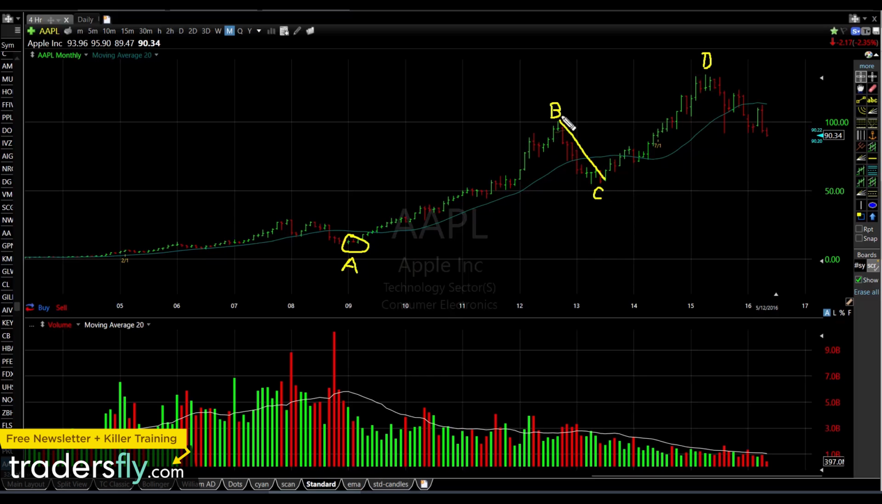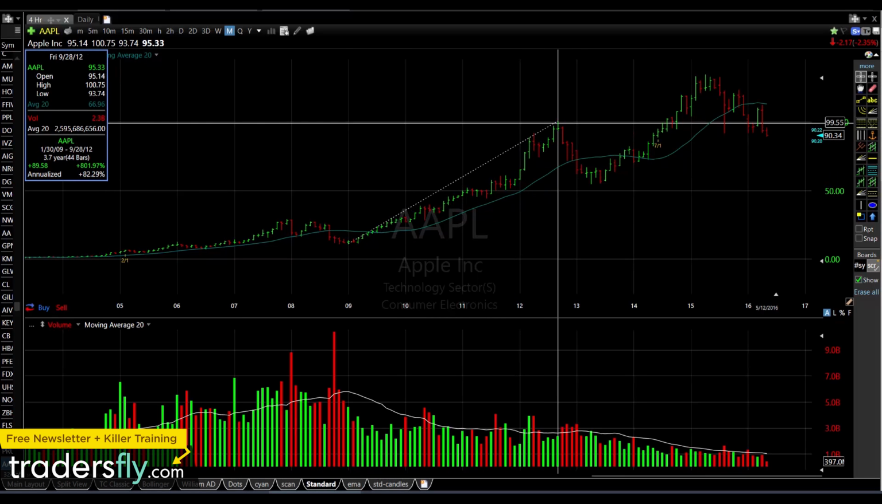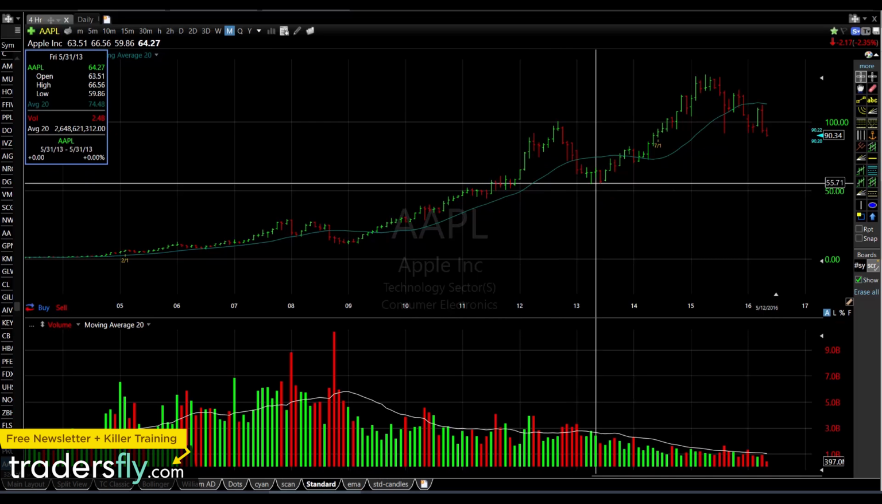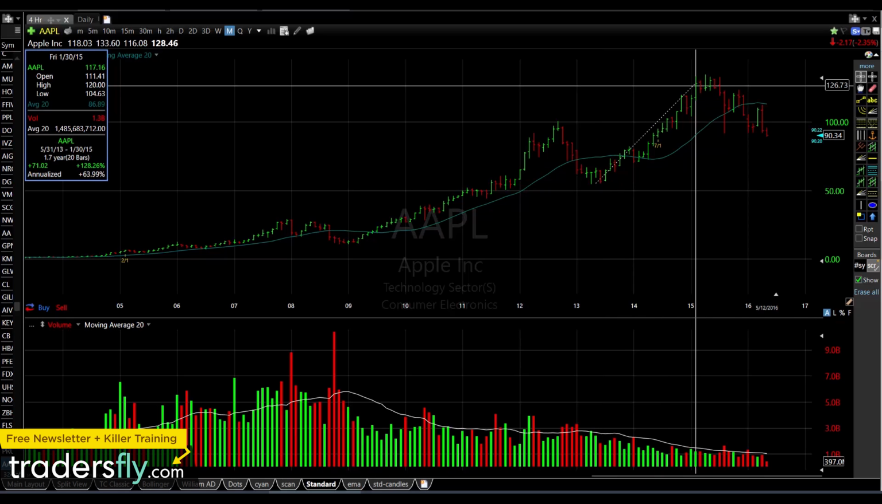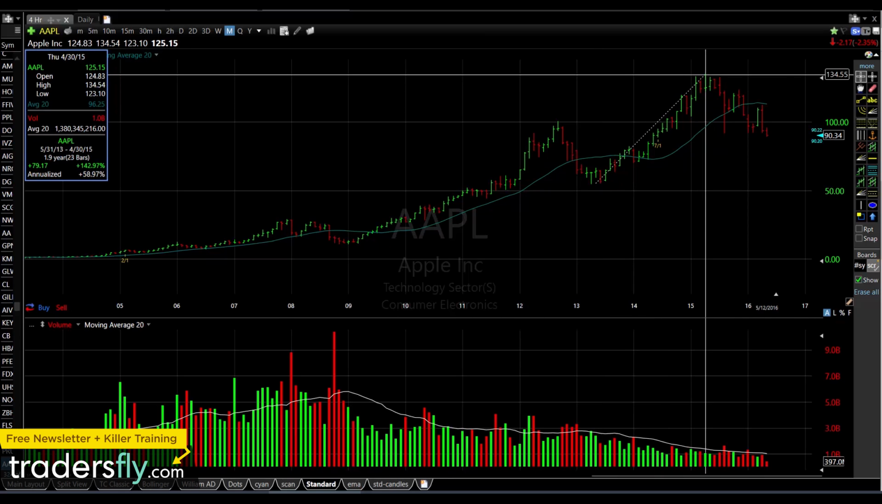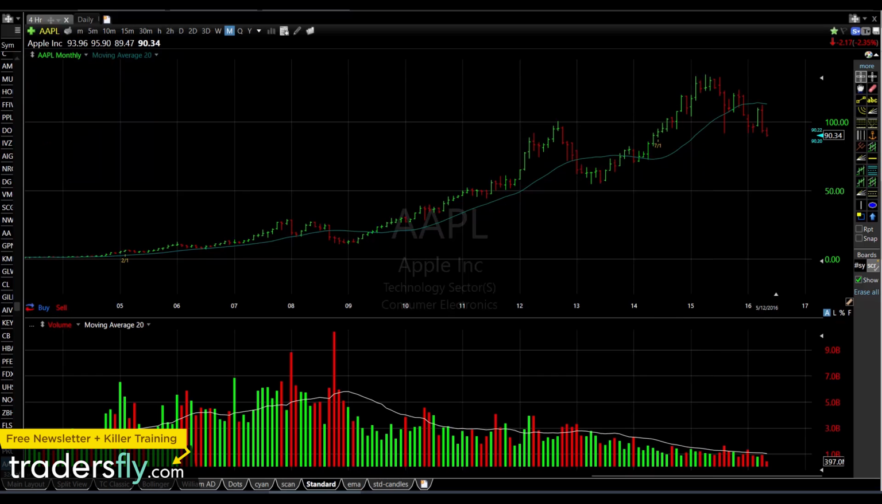Typically the distance from A to B is the same as the distance from C to D. If we measure this distance, looking at the box that pops up on the left side, it's right around 89 points. When we look at this one, it's right around 80 points, so about 9 points off. I'm not going to hold it against it because we did have a stock split, but about 9 points off. And then we see this retracement coming in.